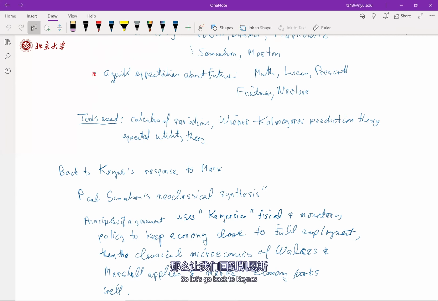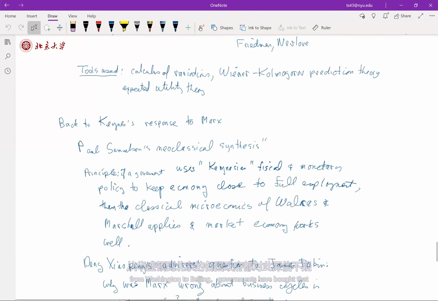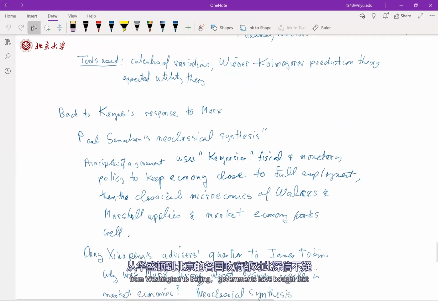So let's go back to Keynes. Back to Keynes's response to Marx. Remember, Keynes's response to Marx was, no, business cycles do not doom the capitalist economy if wise governments use counter-cyclical fiscal policy. And what Keynes wanted to do was use public works, infrastructure projects, time them to fight recessions. That might ring a bell to you all over the world now, from Washington to Beijing. Governments have bought that.